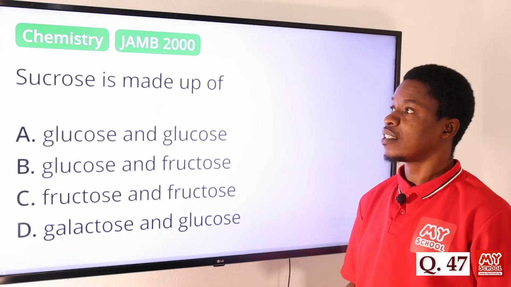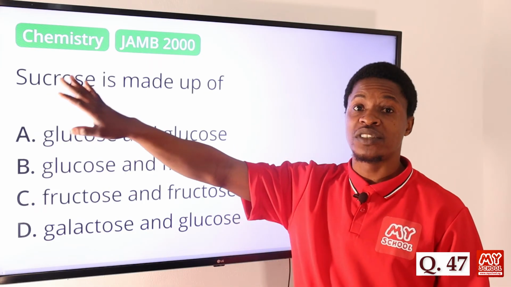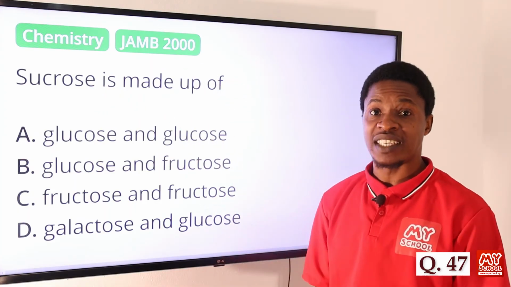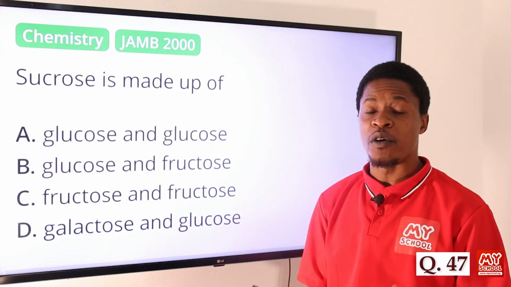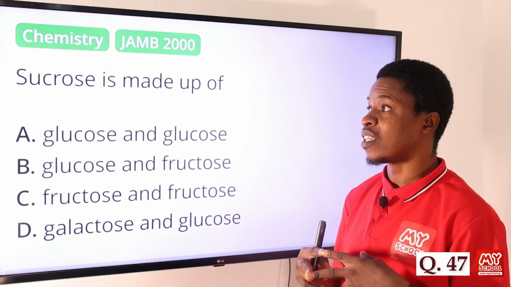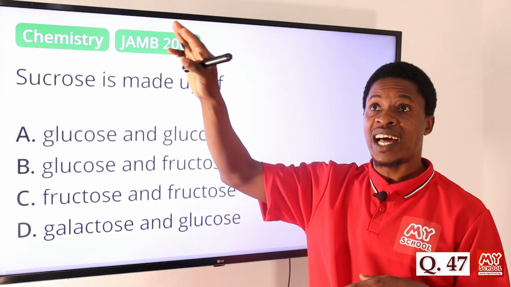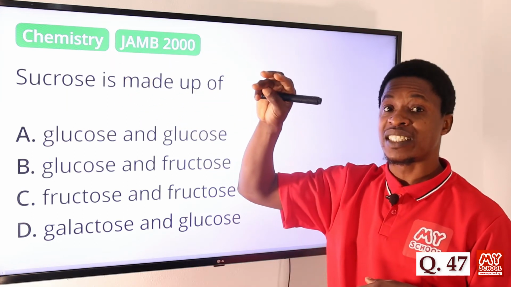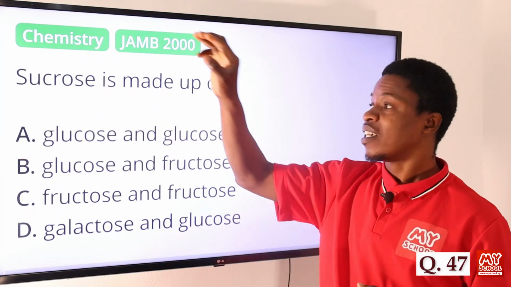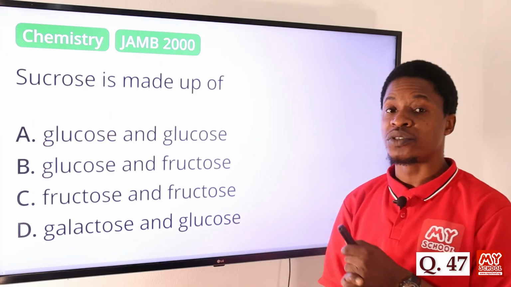Question 47. Sucrose is made up of what? You must understand that sucrose is a disaccharide. Disaccharides are sugars or carbohydrates made up of two monosaccharides reacting together to form one. Apart from sucrose, we have other disaccharides, which are lactose and maltose. Sucrose is usually a reaction between a glucose molecule and a fructose molecule.